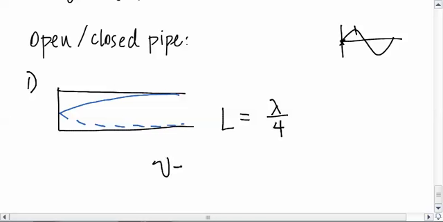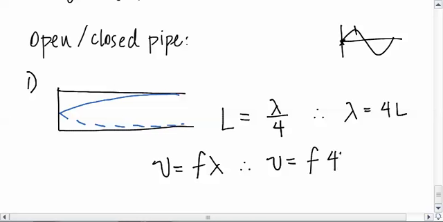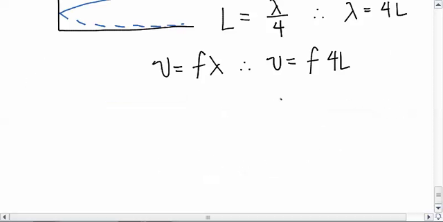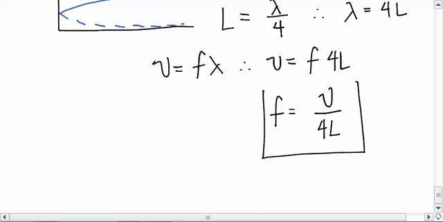Now, speed is still frequency times wavelength. And our wavelength up here would be equal to 4L. So then our speed would be equal to the frequency times 4L. So our frequency would be V, the speed of what? Sound, over 4 times the length of the pipe. Oh, that looks a little bit different already.